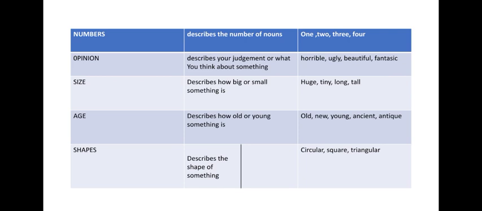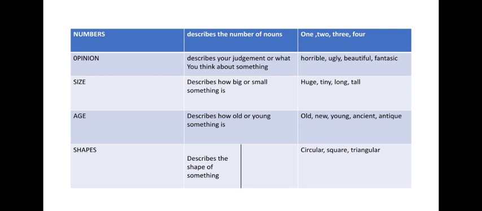Okay, so the examples that I've given in the last column, all these words are used to describe a noun only, yes or no? So for example, one apple, or two people. Apple and people are nouns, right? Similarly for opinion, ugly, an ugly creature, an ugly person. When I say an ugly person, it is describing the noun.